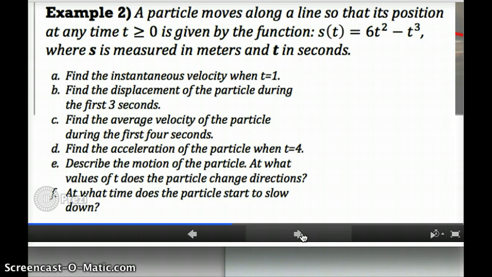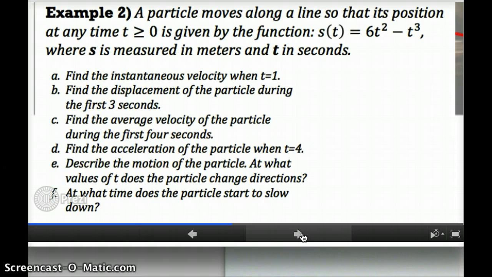So a particle moves along a line so that its position at any time t is greater than 0. Why do they say that? Right, they're just telling you that time has to be positive. That's not really a very important piece of information. They're just reminding you that we're only talking about positive t's.